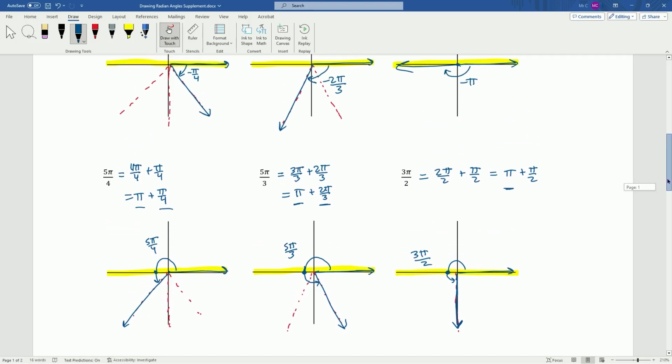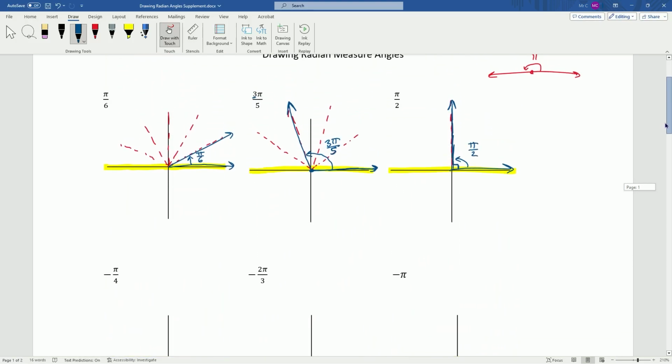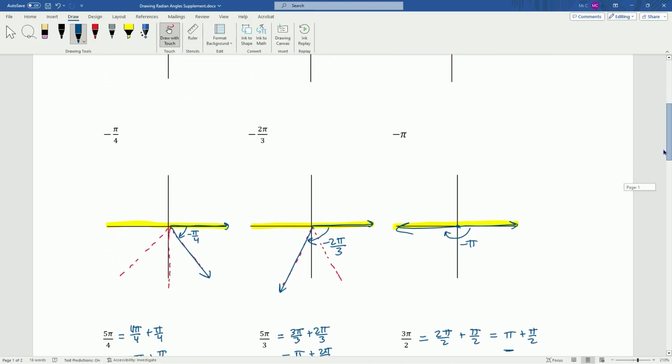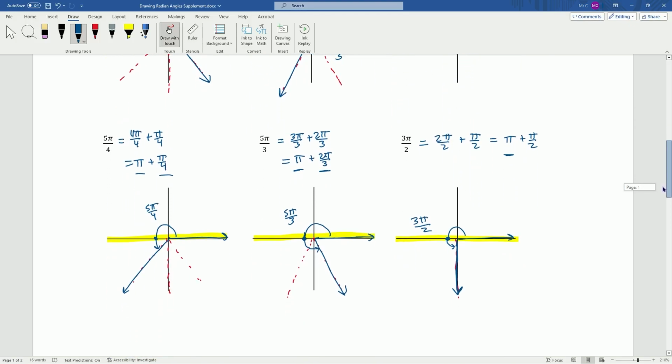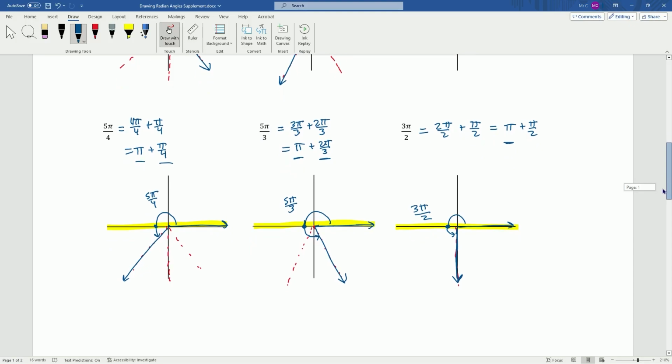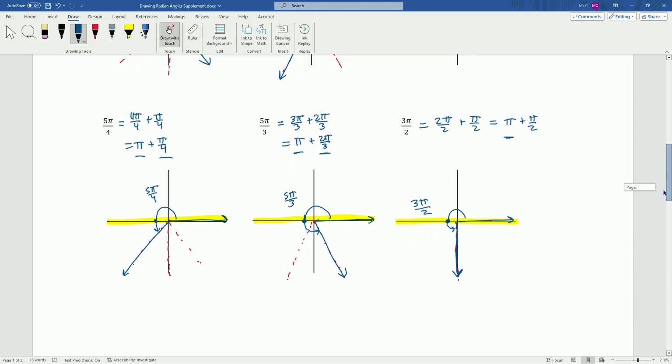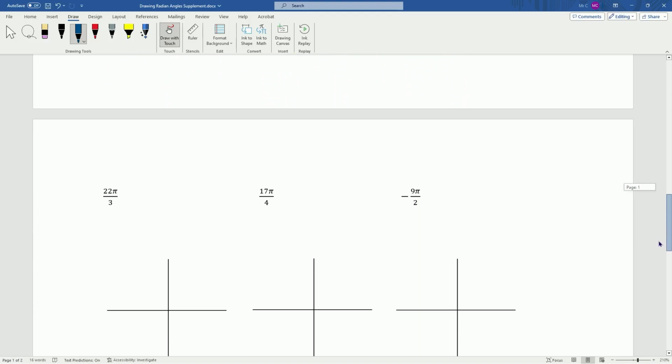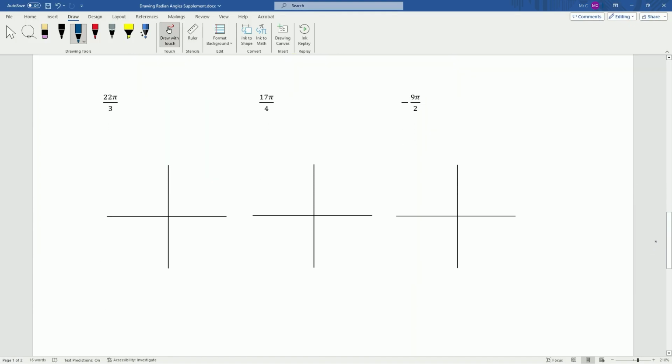Okay, so we've done all of the sort of basic common stuff: small angles that are positive, small angles that are negative, some slightly bigger angles, angles that are just a little bit bigger than π but less than 2π. So now let's deal with some more challenging examples. Here, we've got 22π over 3.